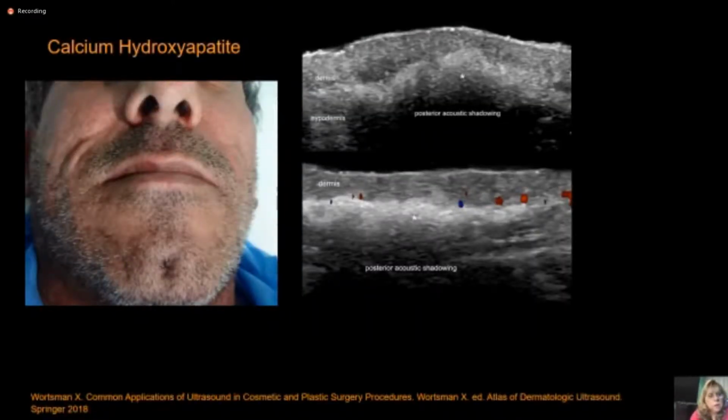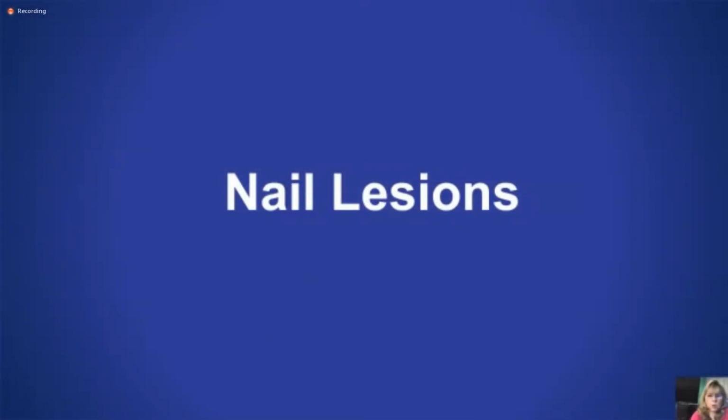Another filler is the calcium hydroxyapatite. You can see here a patient with bumps in the face, and notice that this filler presents as hyperechoic with a posterior acoustic shadowing artifact that is caused by the calcium in the filler. So when the filler is injected in a too superficial location, it can produce these bumps. Inflammation, of course.